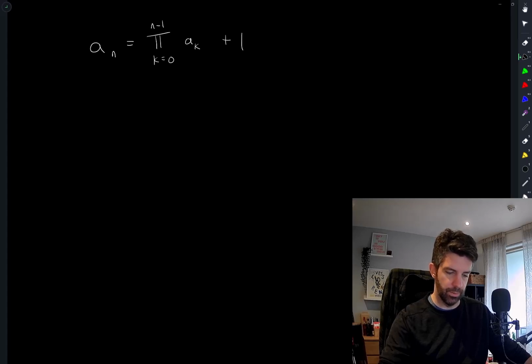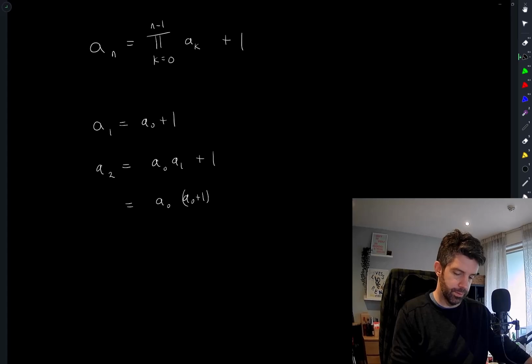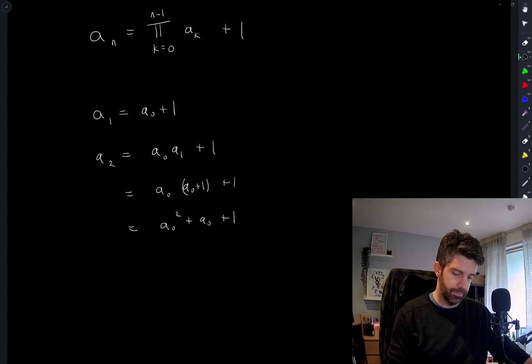So if I had to do that, what would I do here? If I work out, a1 is equal to a0 plus 1, a2 is equal to a0 a1 plus 1, which is equal to a0 times (a0 plus 1) plus 1, which is a0 squared plus a0 plus 1.